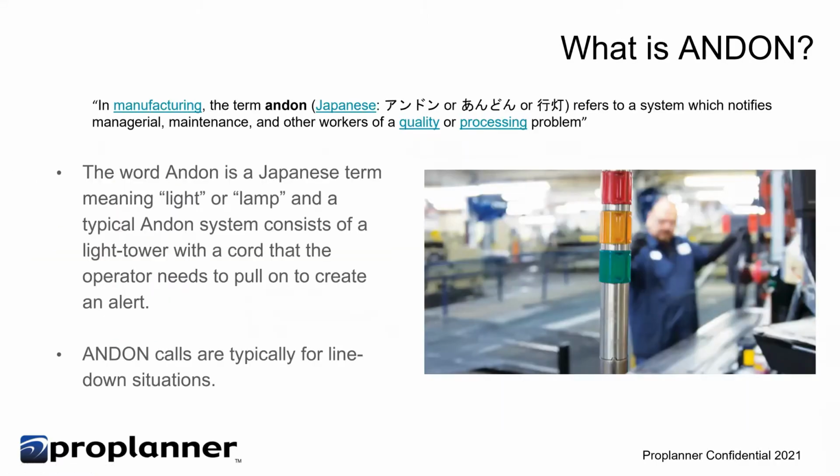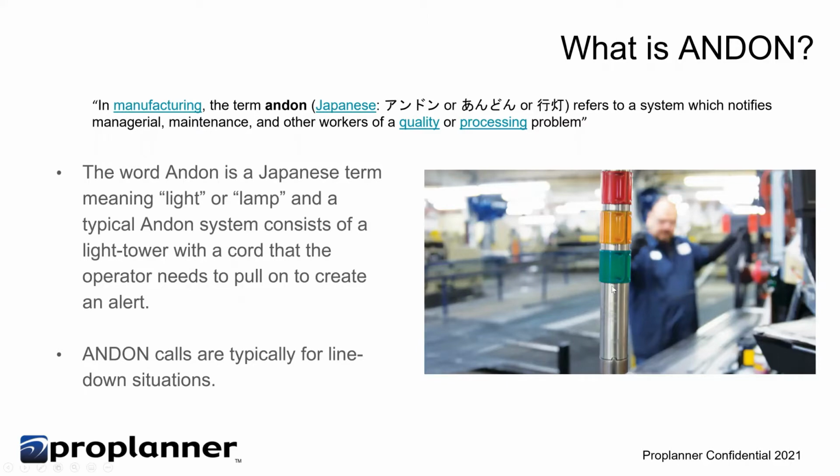So what is ANDON? I think most of you are familiar with the term. It actually means a light or a lamp, and it's an alert system, right? Its purpose is to notify folks on the line that there is a problem, potentially a line down situation, where if this is not addressed, that particular line may have to stop because the unit cannot move beyond that station any longer. And how do they do it?